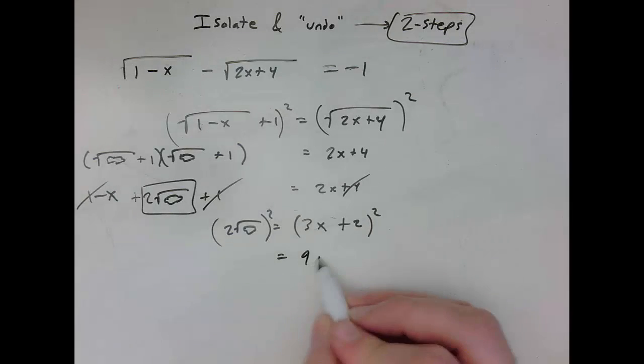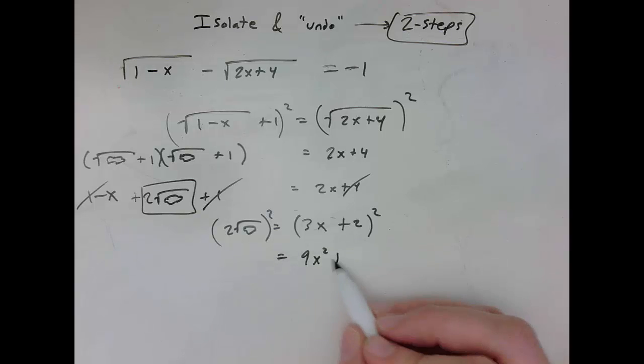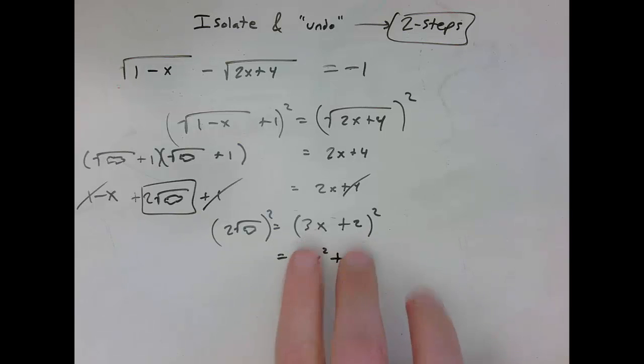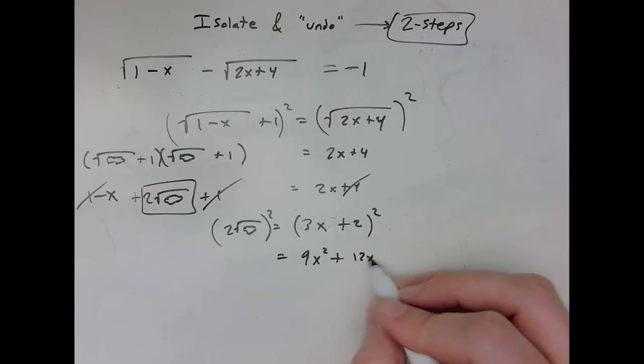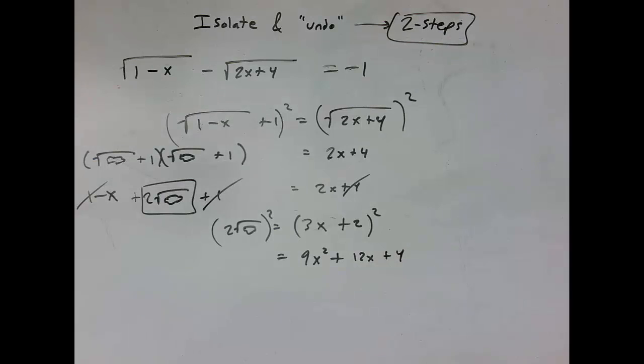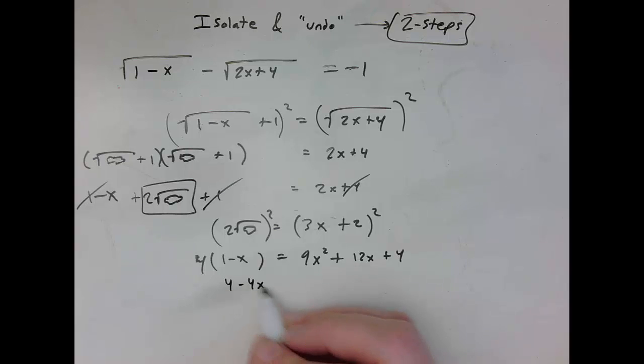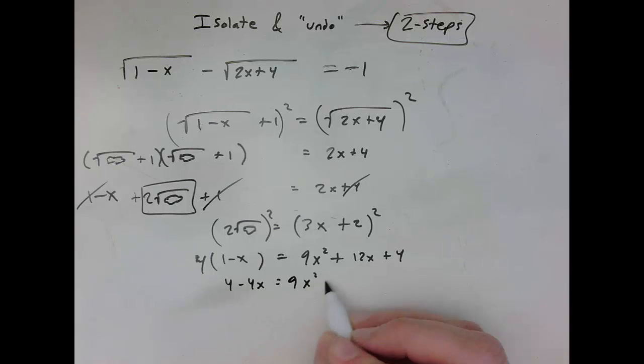So on this side, I've got 9x squared plus 6x plus another 6x is 12x plus 4. On this side, I've got 4 times the quantity blob. And what was blob? Blob was 1 minus x. So that's 4, whoops. So that's 4 minus 4x equals this other stuff.